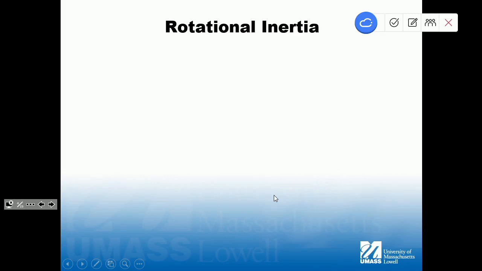Now, is the same thing true of rotation? When we're talking rotation, it's not so much getting the object to start moving in a straight line that's important, it's getting the object to start rotating that's important. When we talk about rotational inertia, what we're talking about is the ability of an object to maintain its state of rotational motion. Everyone with me so far?